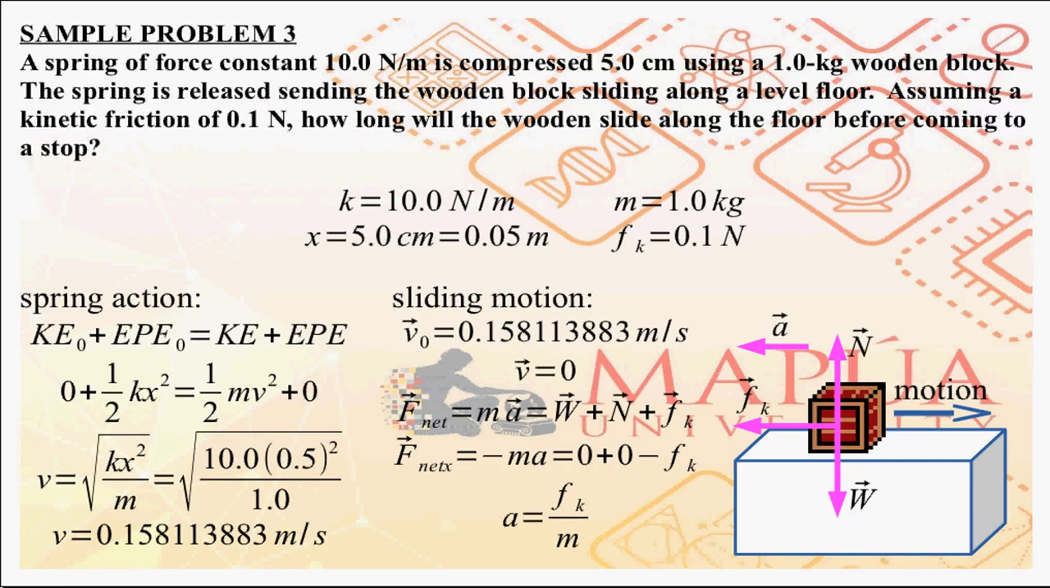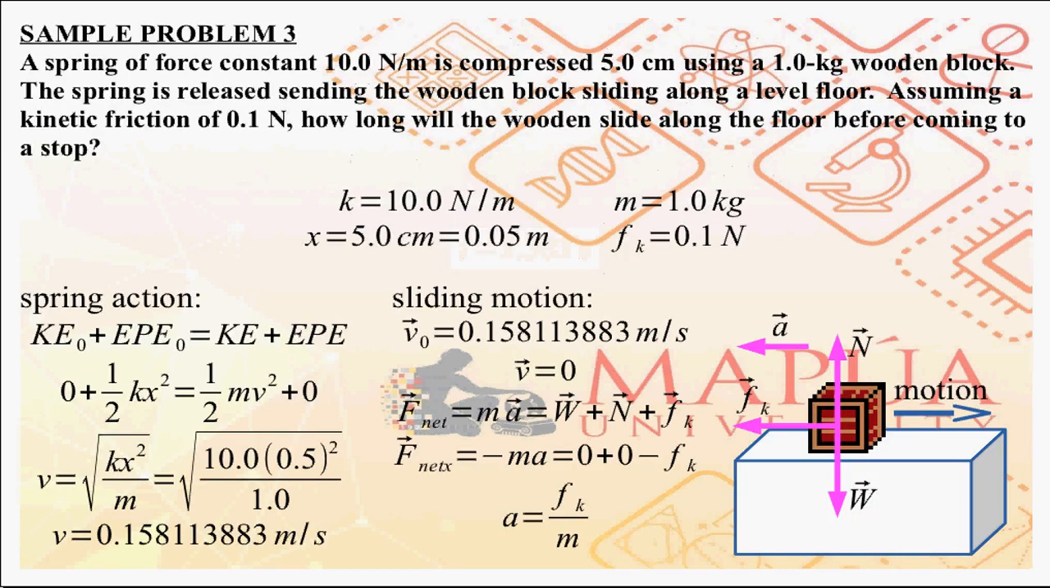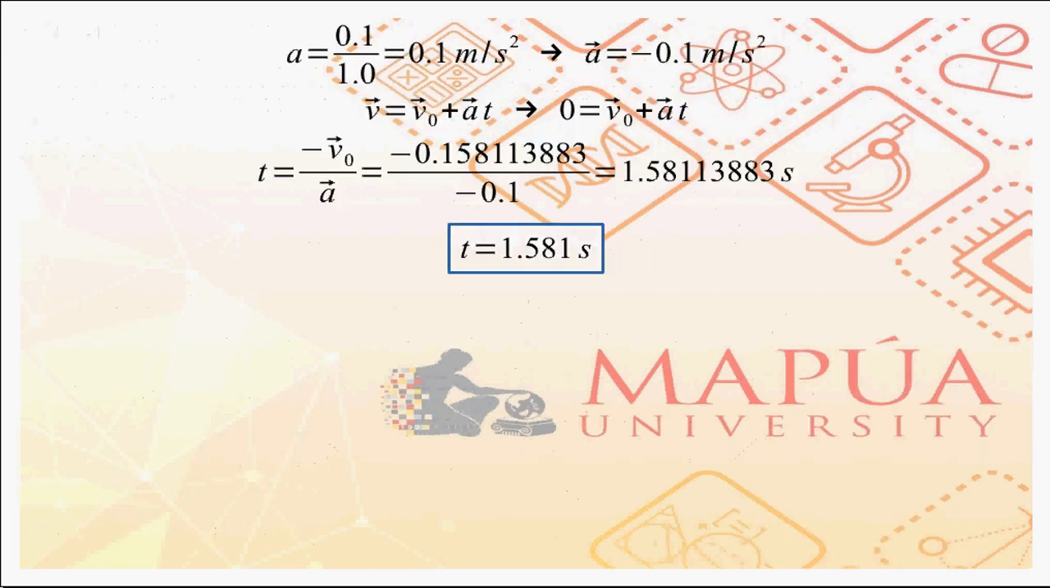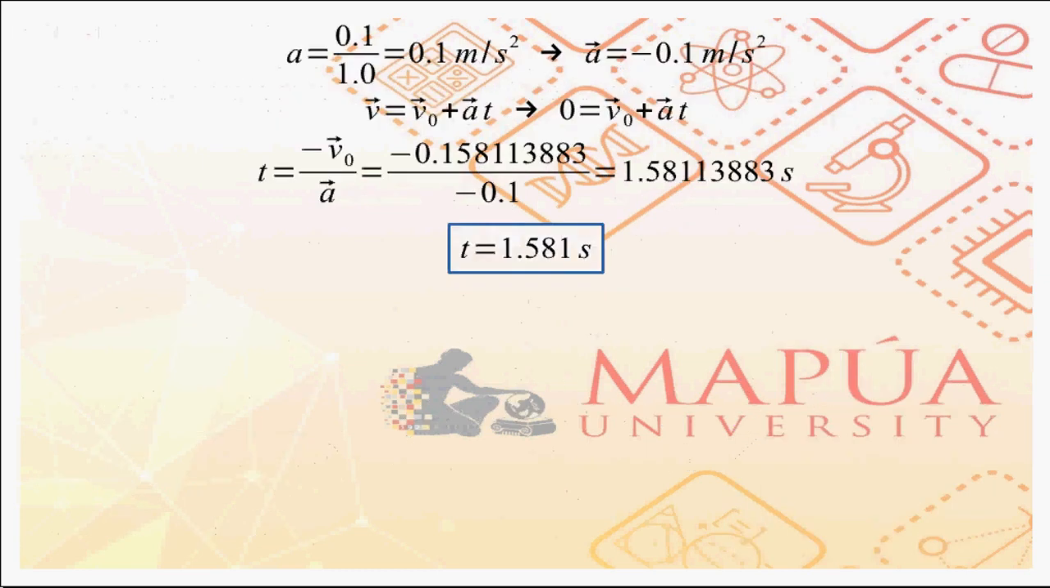So we have an equation for acceleration. We are able to calculate the acceleration. Fk is 0.1 Newton, m is 1 kilogram. We are able to calculate a to be 0.1 meters per second squared, magnitude. We're talking about deceleration. If we go back to our figure, the acceleration is heading in the negative direction. So, converting the magnitude a back to its vector form, vector a is equal to negative 0.1 meters per second squared.